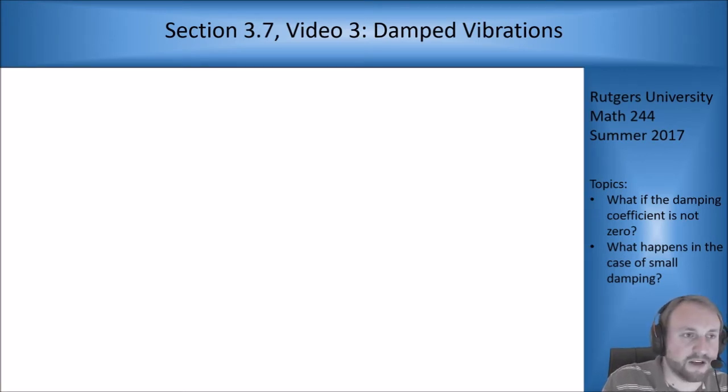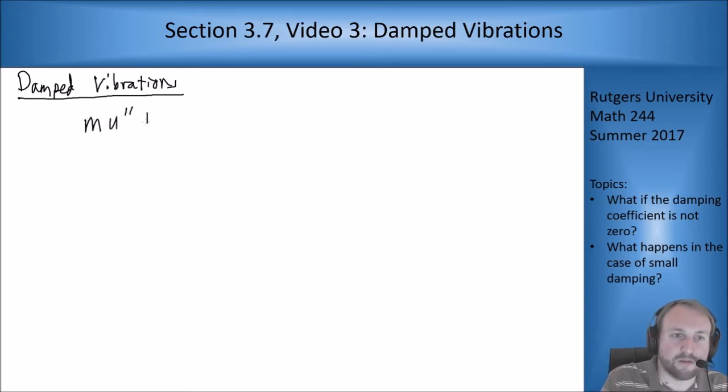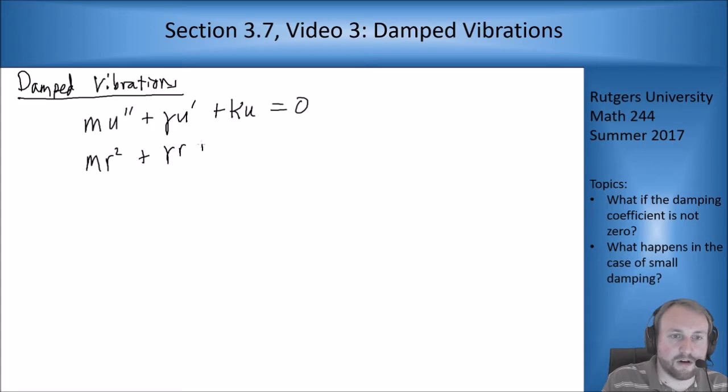In this video, we're looking at damped vibration. By that I mean we're back to our entire equation from before, except we're still assuming that it's unforced, so our right-hand side is still 0. So we have m u double prime plus gamma u prime plus k u equals 0, and we can just try to solve this right away. We get a characteristic equation, m r squared plus gamma r plus k equals 0, and then we can use the quadratic formula to find our roots.